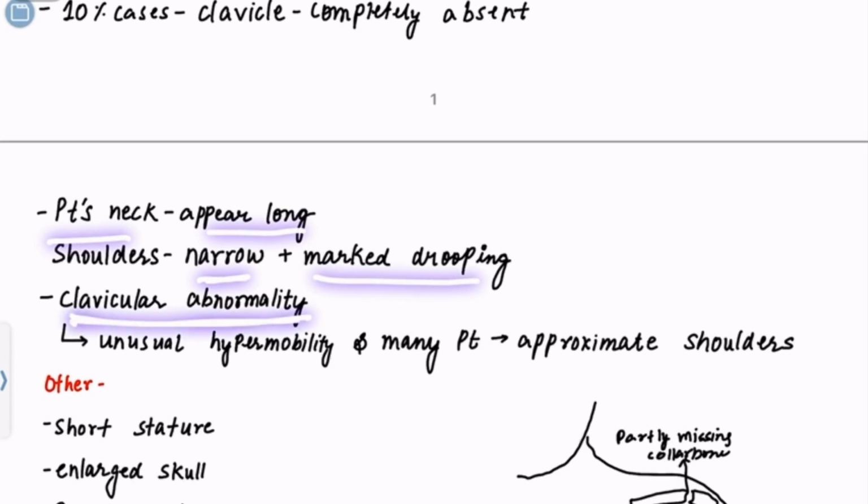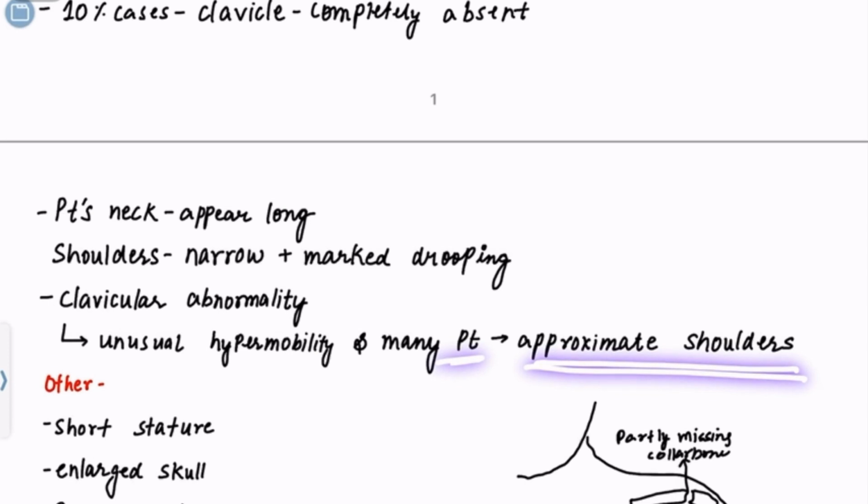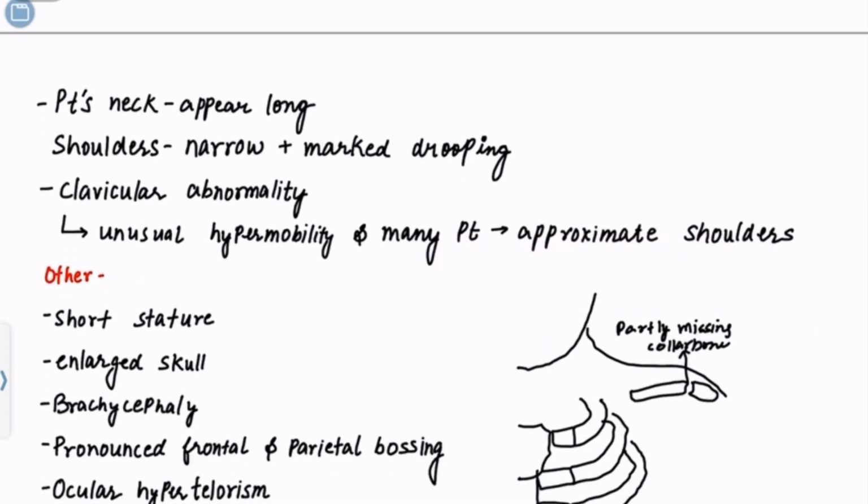Because of the clavicular abnormality, there will be unusual hypermobility. Because there is no collarbone, the patient will be able to approximate the shoulders in most cases. Like here we have shown a partly missing collarbone. And here we have shown a discontinuous collarbone. So it can be on one side, that is unilateral, or on both sides, then it will be bilateral.